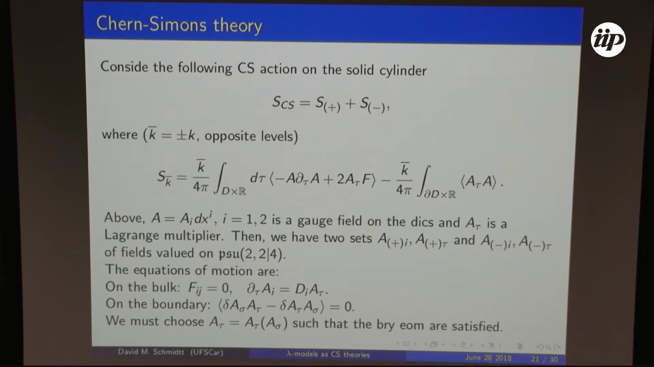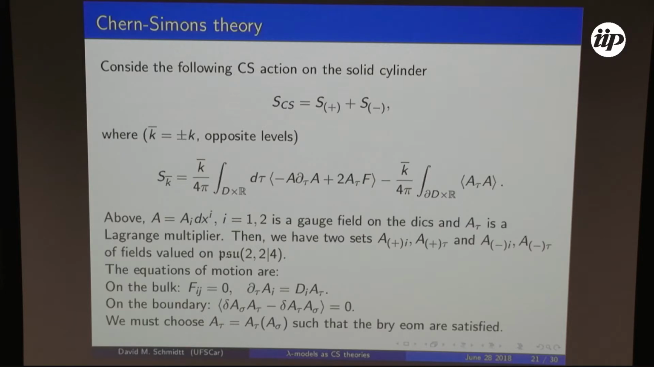So the Chern-Simons theory that comes here is the following. I need to consider two copies with opposite levels, but in a Hamiltonian way. So I work on the solid cylinder, and the direction that is perpendicular to the disk is interpreted as time. So we can see there is a boundary contribution. Each copy is associated to a point plus and a point minus in the complex plane. All these fields are valued in PSU(2,2|4).